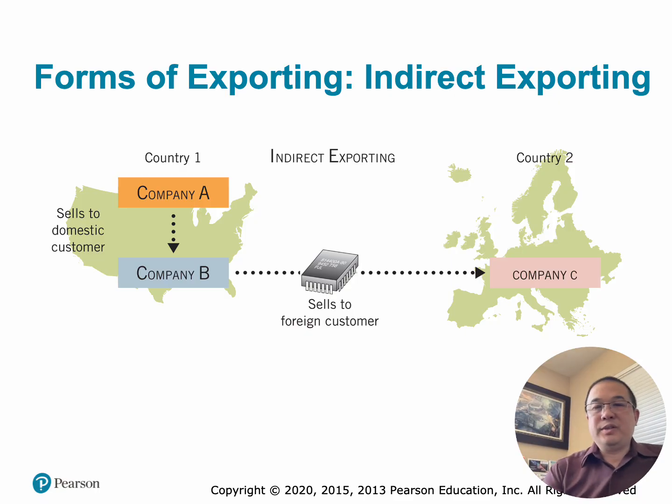So as an example, suppose a California electronics manufacturer produces computer chips. The manufacturer, in this case Company A, sells chips to a U.S. export trading company, Company B. The export trading company ships and sells the chips to a distributor in Germany, or Company C. The manufacturer receives payment from the U.S. export company and never directly interacts with the German customer.